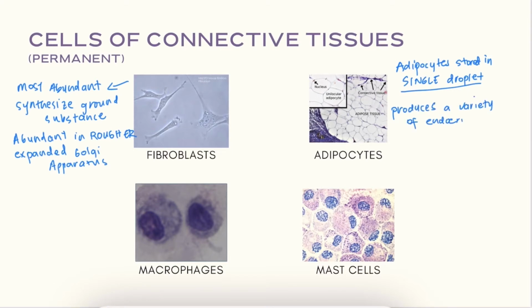The number of adipocytes is determined early in life, and these cells rarely divide in adults. Adipocytes produce a variety of endocrine hormones and cytokines involved in regulating metabolism and the immune system.